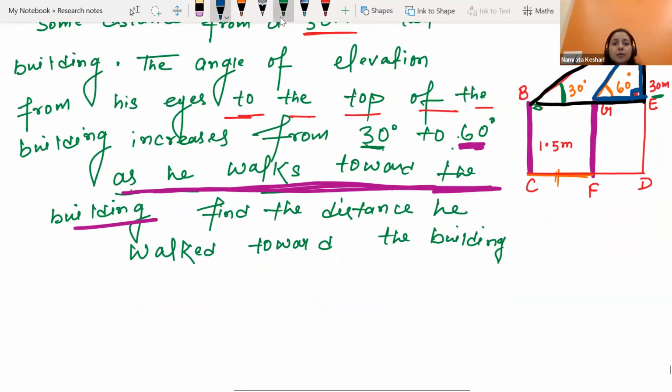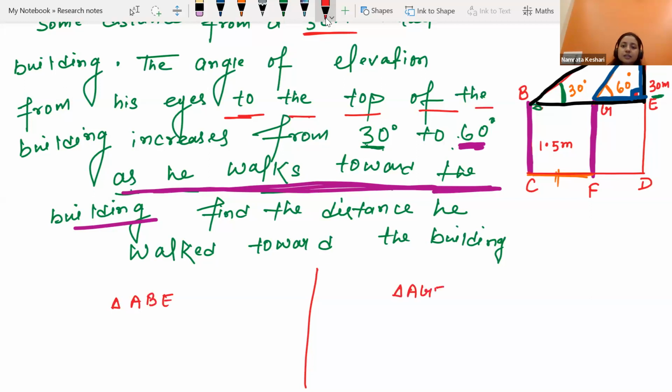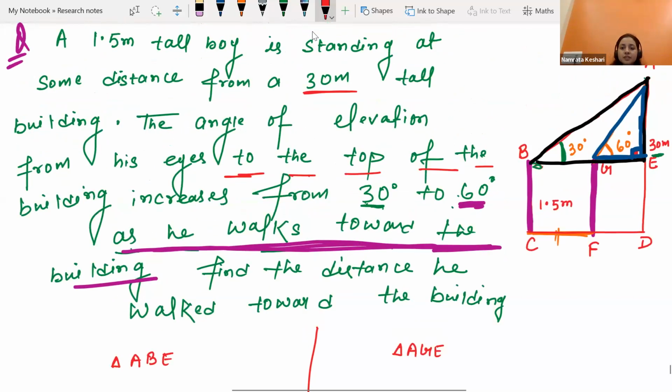Let's write it. Because trigonometric ratio is all about right angle triangle, first we must identify that we are having a right angle triangle, that is ABE, the complete triangle, and the other right angle triangle is AGE. Now focus on this triangle ABE. Which data we are having in hand and which data we want to find? Of course we want to find the base or adjacent side.